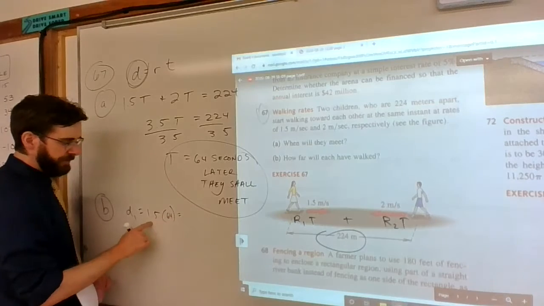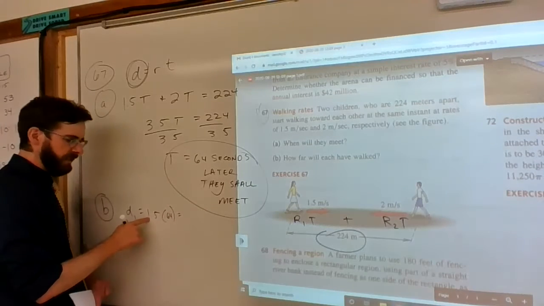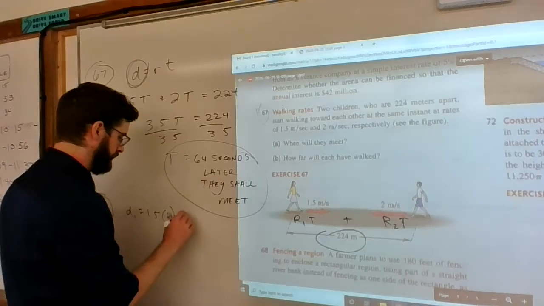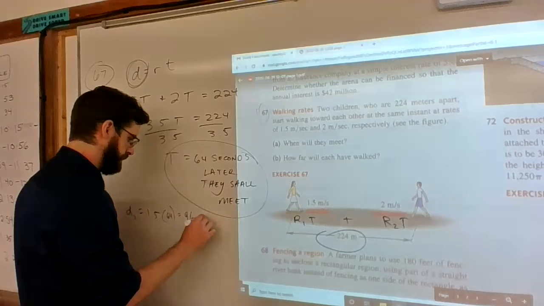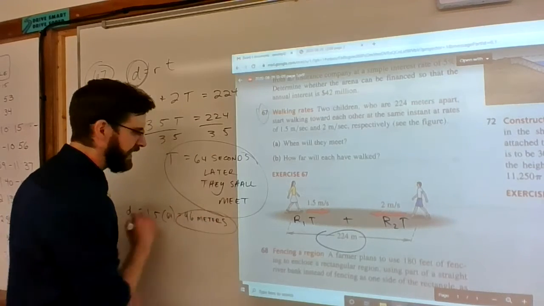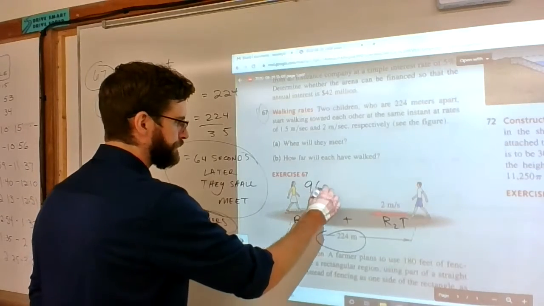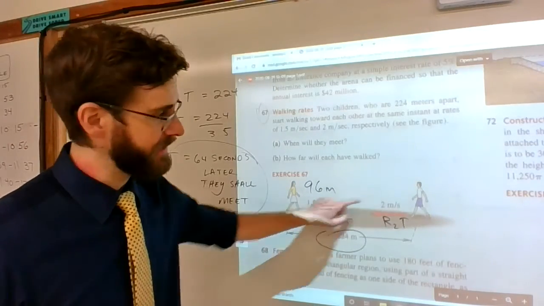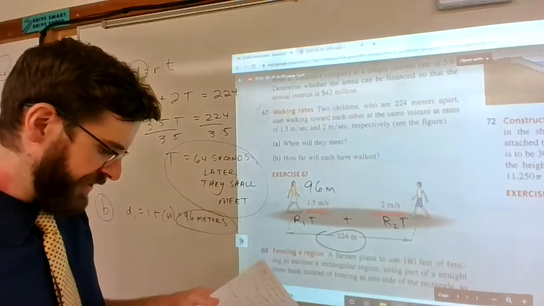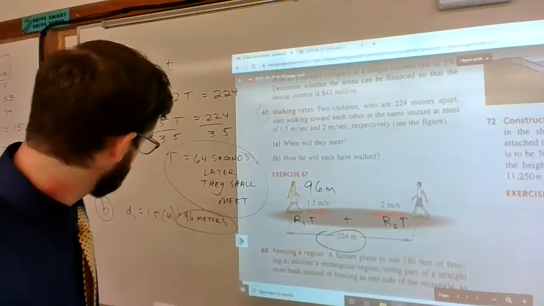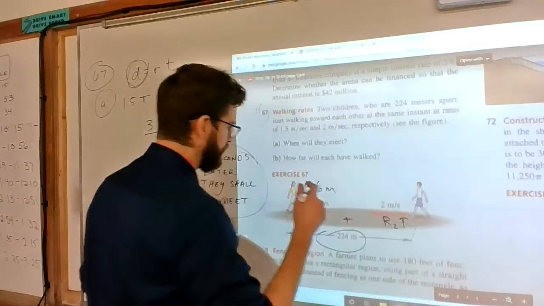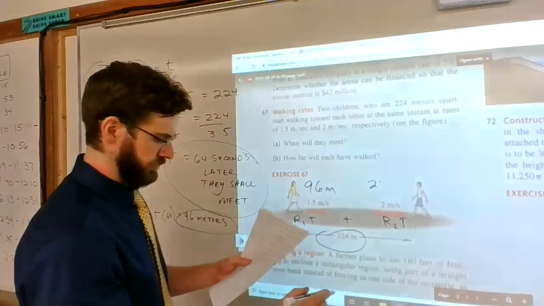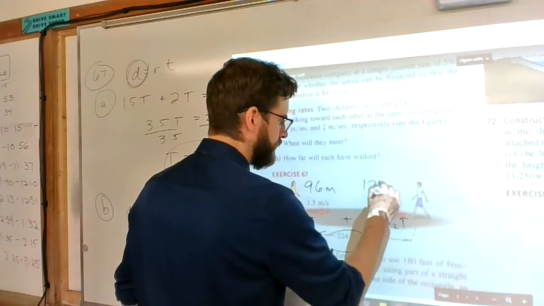If you take 1.5 times 64, it's kind of the same as taking 1 times 64 plus half of 64. So it's really 64 plus 32, which is 96 meters for this person. And then you can just take 224 minus 96 to get the other person, which ends up being 128. So 96 meters here, 128 meters there.